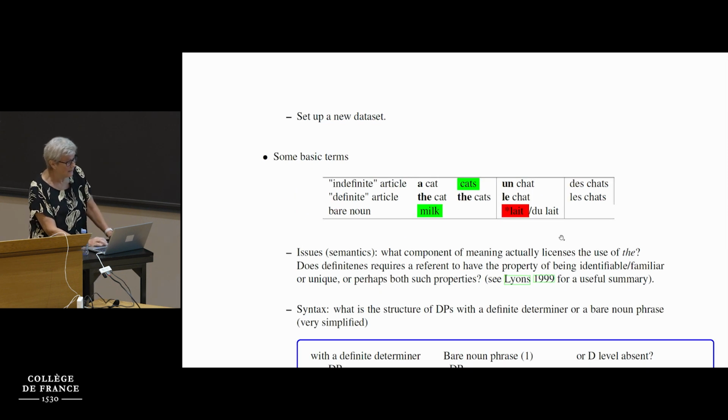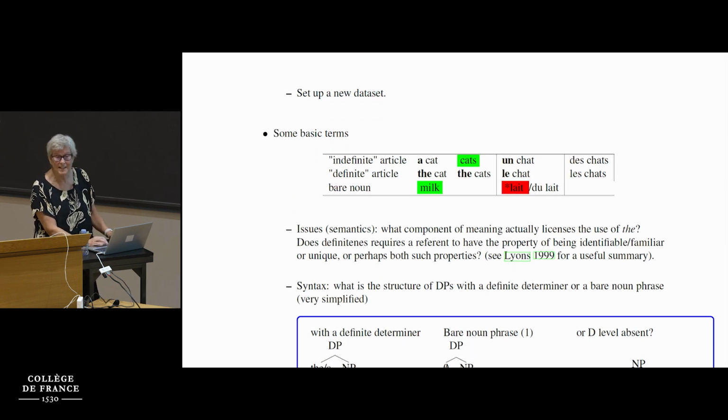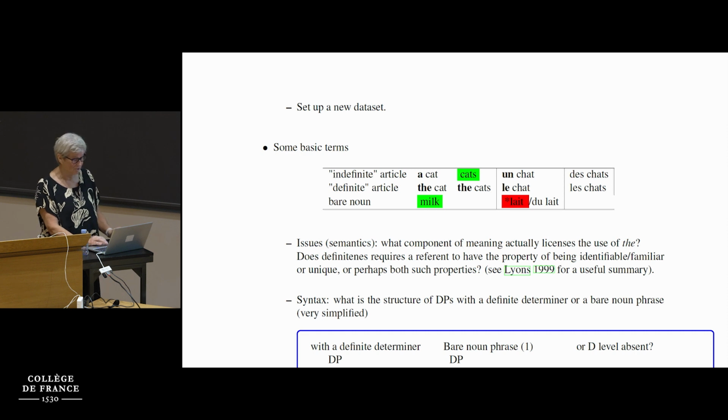All right, so let me give you some basic terms before we start looking at what we know about bare nouns and articles. I'm going to use the term indefinite article, and bare nouns.